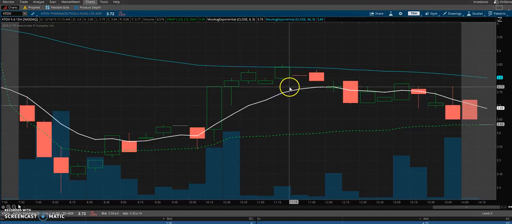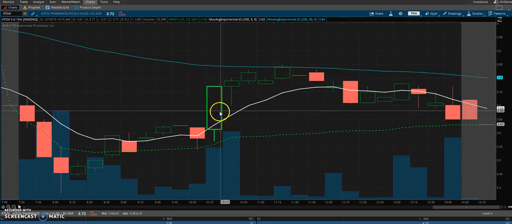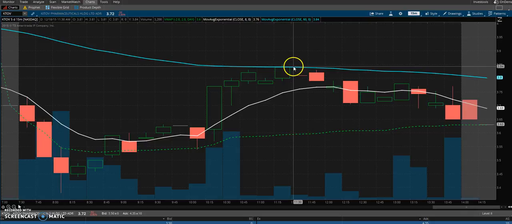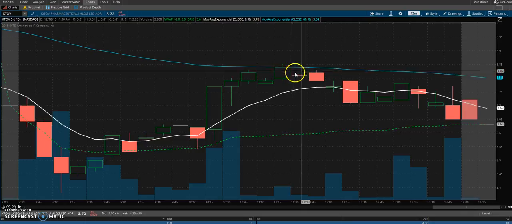So just keep that in mind, to make this a little bit clearer on using the 60 EMA as your support and resistance.